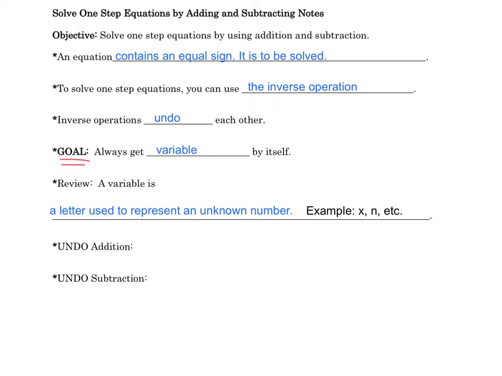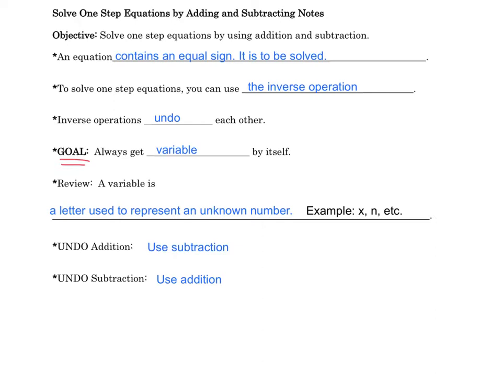So now we want to undo addition. Whenever we see addition, we want to undo it. We want to use the inverse operation, the opposite operation. So to undo addition, we're going to use subtraction. And whenever we want to undo subtraction, we're going to use the opposite operation, addition.